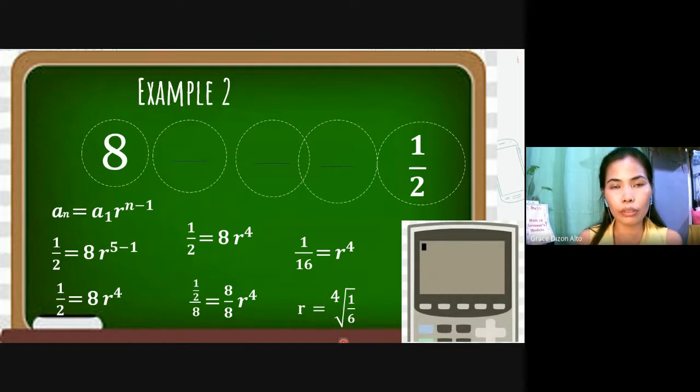Therefore, we have the fourth root of the last term, which is 1/2, divided by 8. The answer now is 1/16. So the fourth root of 1/16 is equal to 1/2. So we get 8 times 1/2, that is 4. 4 times 1/2 is 2. And 2 times 1/2 is 1. Therefore, the three geometric means between 8 and 1/2 are 4, 2, and 1.